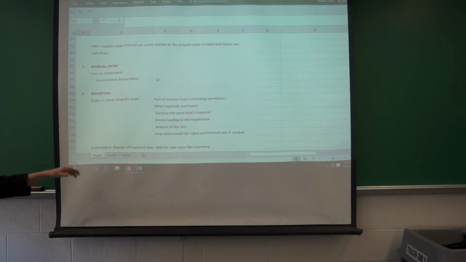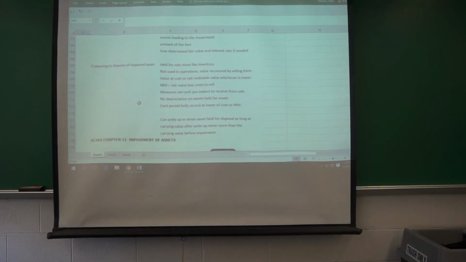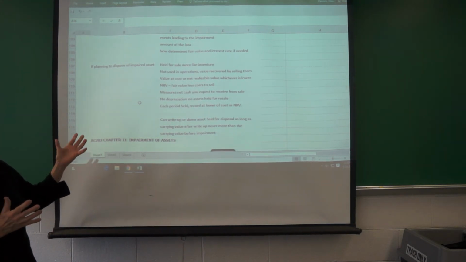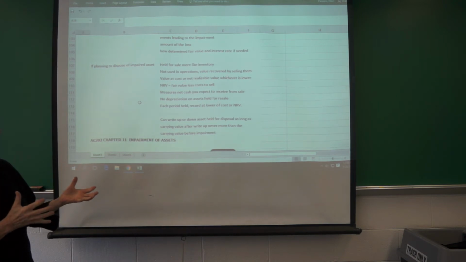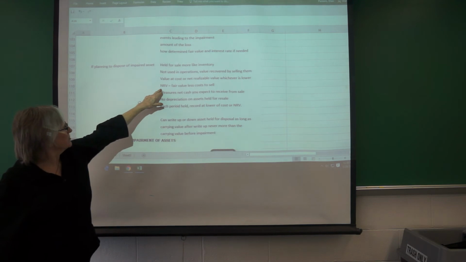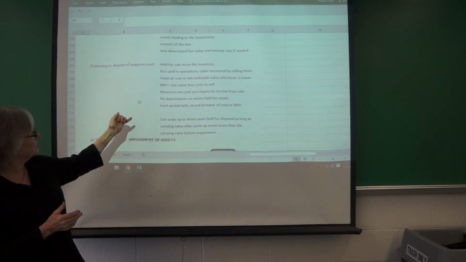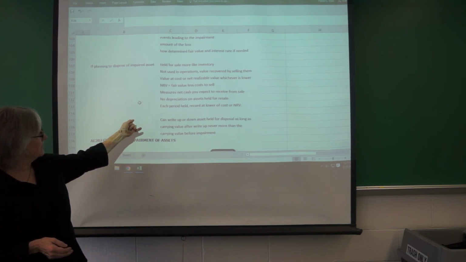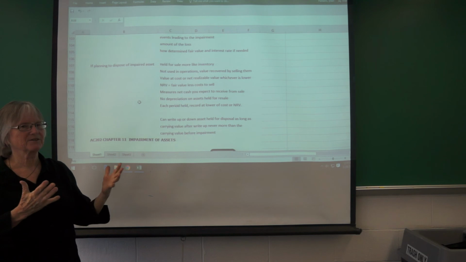If you are planning to dispose of the impaired asset, this means you're not going to use it anymore, and so it would not get depreciated anymore. It would be held for sale, more like you had inventory. And so you're going to value it at the cost or the net realizable value, whichever is lower. Your net realizable value being the fair value less whatever selling costs you have. Okay, so no depreciation. In each period it's held, you record at the lower of cost or net realizable value. And you can write it up or down as long as it's held for disposal, but the carrying value after the write-up can't be more than the carrying value before the impairment. You got all that? Yeah, it takes a little bit.